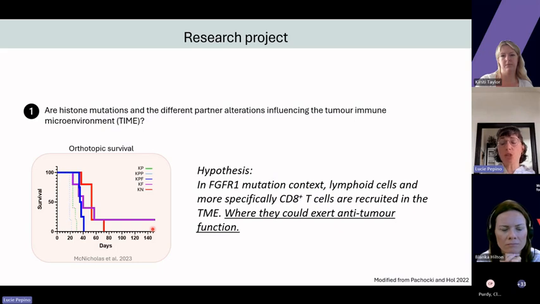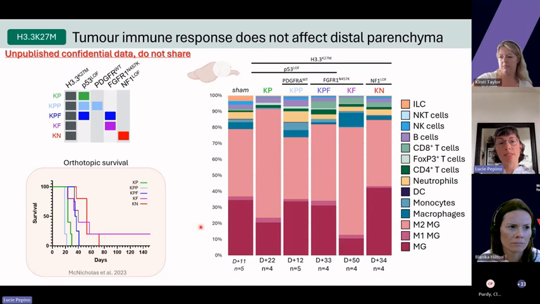As for my second question, does having a tumor within the central nervous system affect the global immune state of the central nervous system? Well, it was kind of surprising, but the tumor immune response does not seem to affect the distal parenchyma, with almost no differences between the models or with the sham-operated animals.